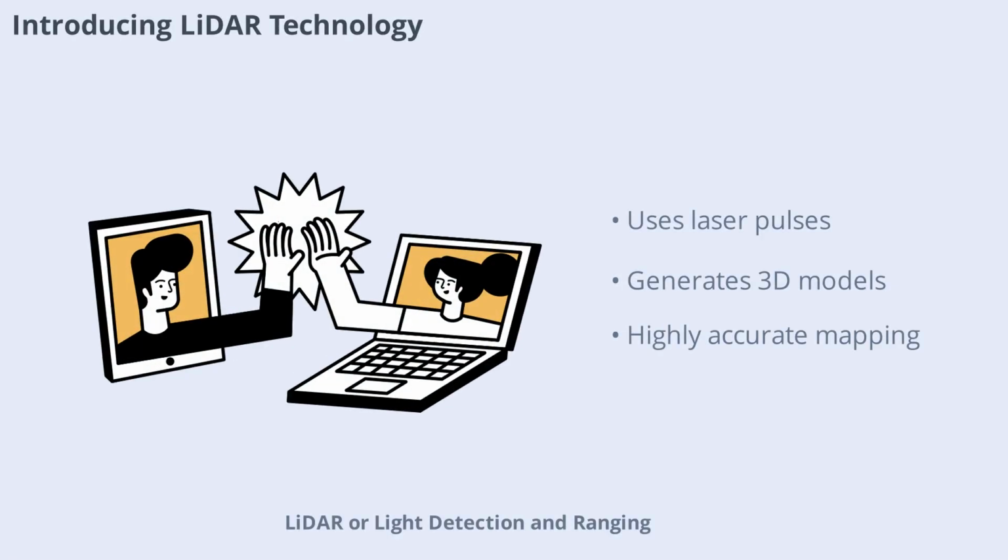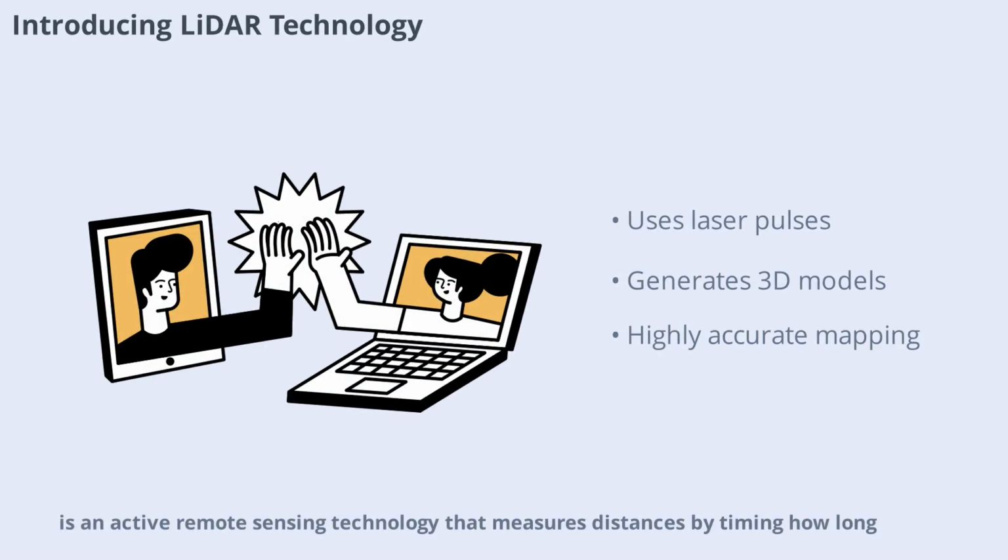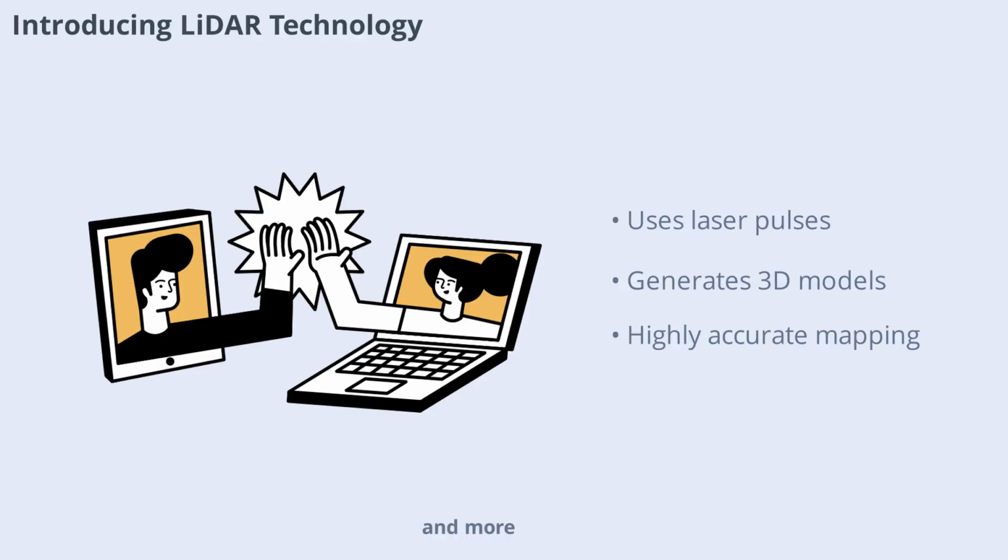LiDAR, or light detection and ranging, is an active remote sensing technology that measures distances by timing how long it takes for a laser pulse to travel to an object and back. LiDAR can be mounted on aircraft, drones, or ground vehicles, and is renowned for its ability to generate highly accurate three-dimensional models of the Earth's surface. This precision has made LiDAR a game-changer in mapping, forestry, urban planning, and more.